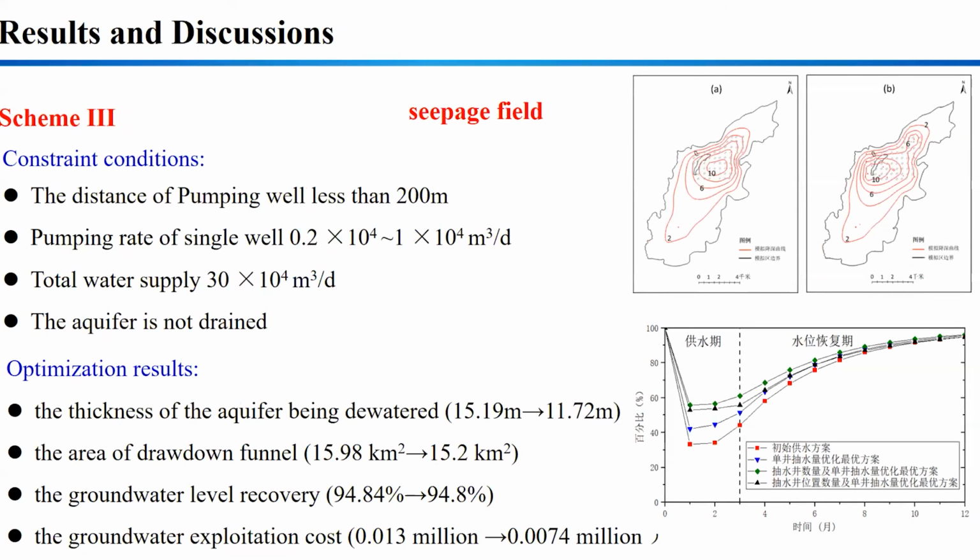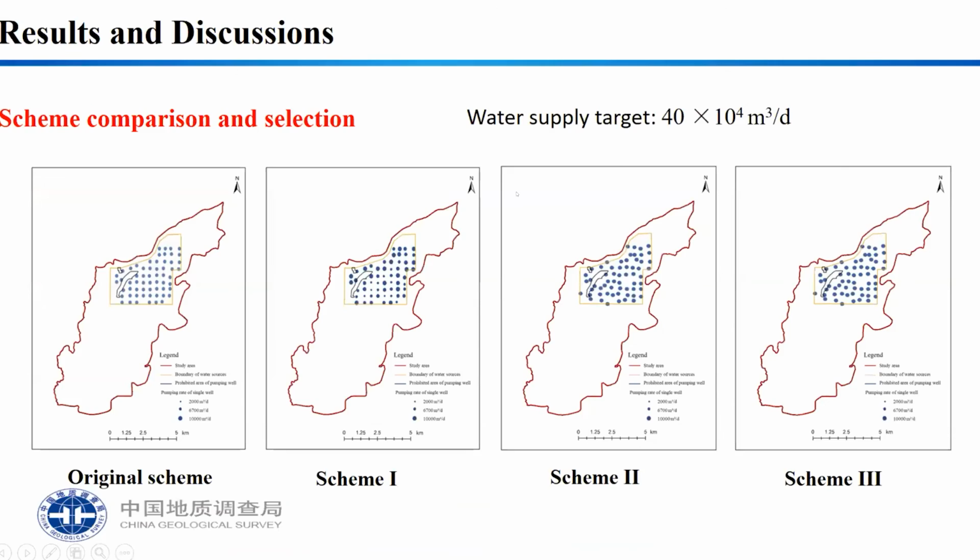Scheme 3. The constraint conditions additionally include that the distance between pumping wells is less than 200 meters, which involves the location of the pumping wells. Finally, we use the model to simulate under the water supply target. The figures show the pumping well layout of the different schemes.